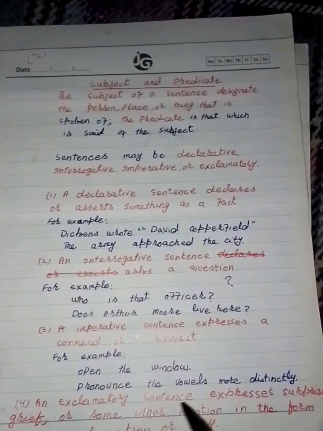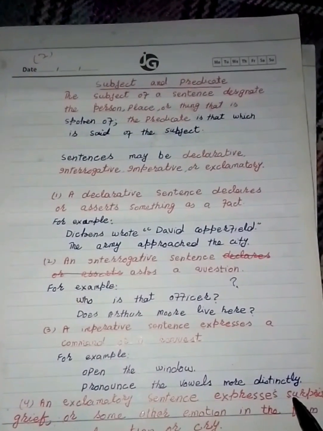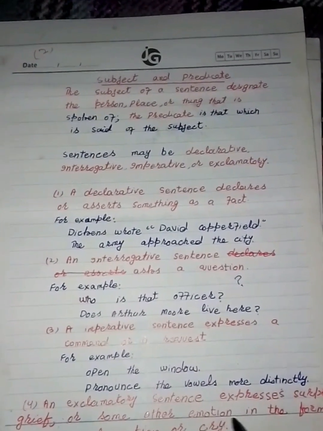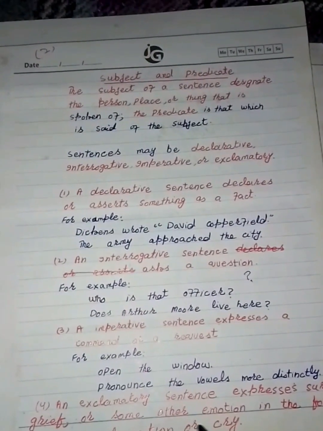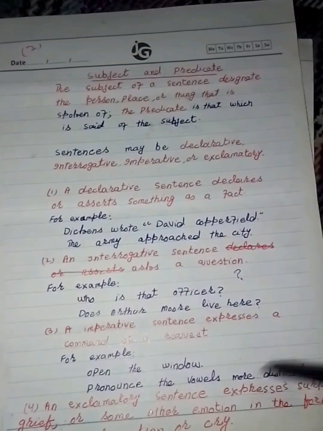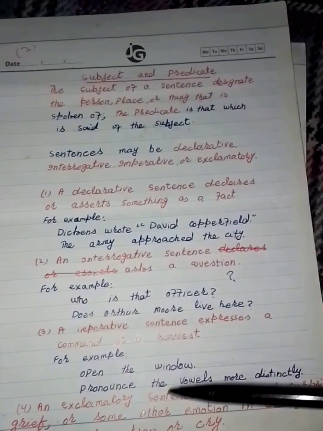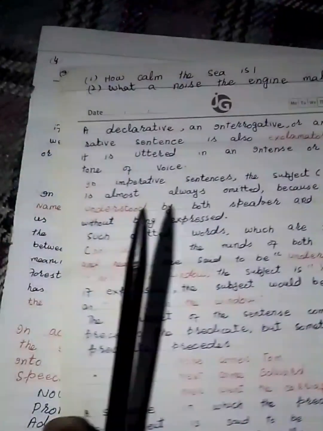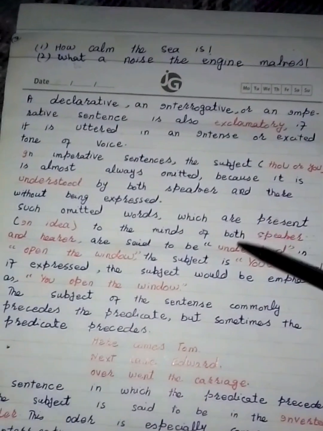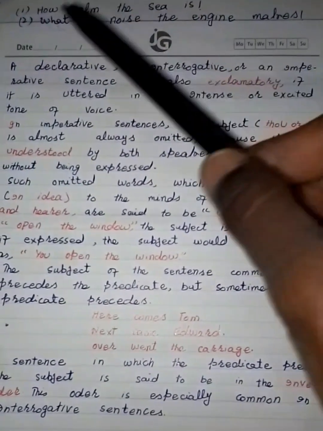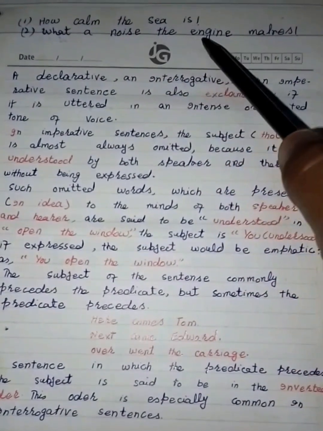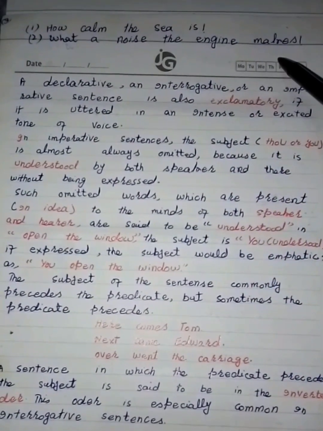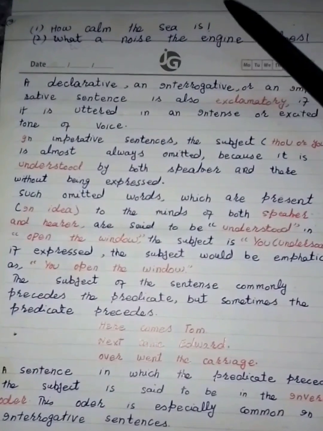An exclamatory sentence expresses surprise, grief, or some other strong emotion in the form of an exclamation or cry. For example, "How calm the sea is!" "What a noise that engine makes!"